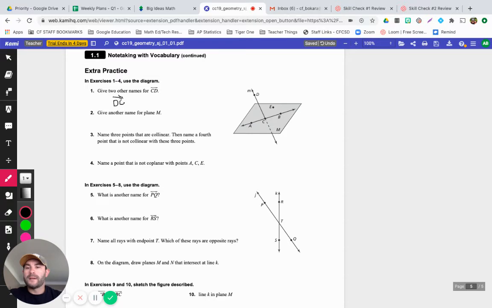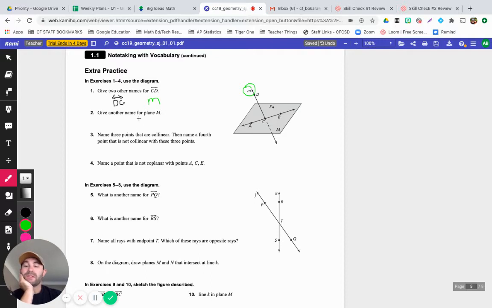We can call that line DC and switch the order because we can do that for a line. For lines, we also name lines occasionally with a lowercase letter next to the line. We can name that also line M. So sometimes the lines are named with a lowercase letter next to the line itself. So either one is acceptable. All three of these are acceptable: line CD, line DC, or line M.